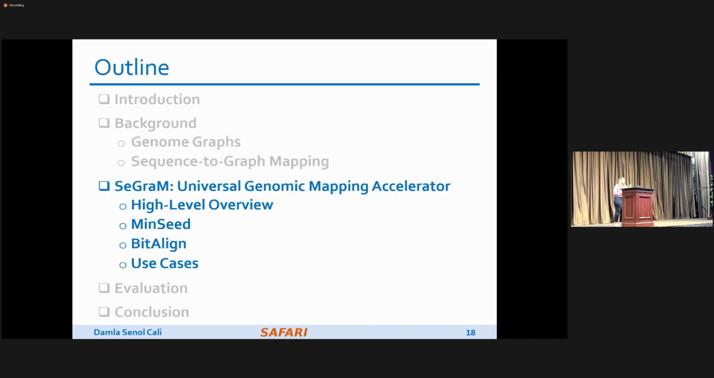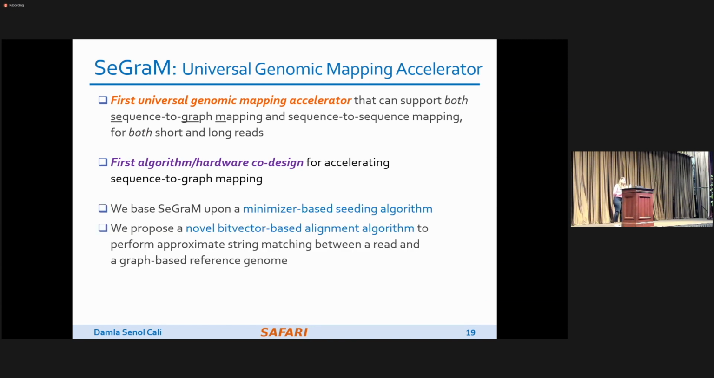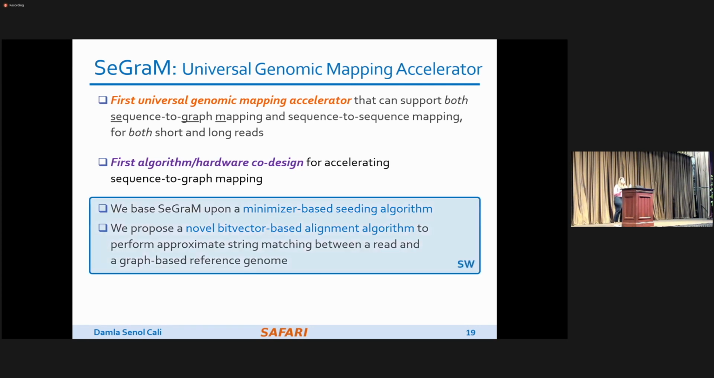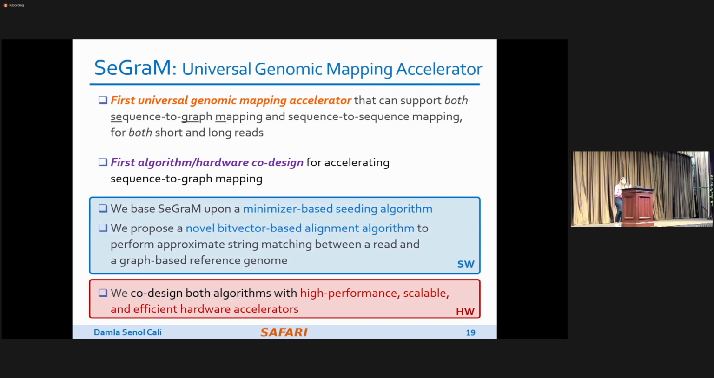To this end, we propose SeGraM. SeGraM is the first universal genomic mapping accelerator that can support both sequence to graph mapping and sequence to sequence mapping for both short and long reads. And to our knowledge, SeGraM is the first algorithm-hardware co-design for accelerating sequence to graph mapping. We base SeGraM upon a minimizer-based seeding algorithm, and we propose a novel bit vector-based sequence to graph alignment algorithm. So these are our algorithmic contributions. We co-designed both algorithms with high performance, scalable, and efficient hardware accelerators, and this covers the hardware level contribution of SeGraM.